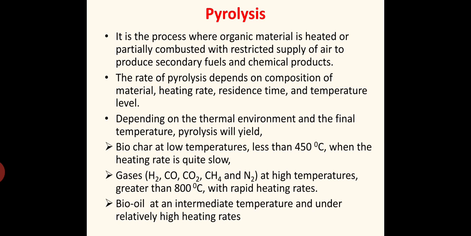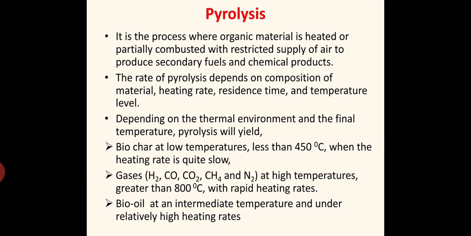We will get biochar at low temperatures, less than 450 degrees Celsius. That is, if the heating is done at lower temperatures, and the heating rate is quite slow, if these two conditions are satisfied, then from the organic material what we will get is called biochar. So the temperature is less than 450 degrees Celsius, and the heating rate also should be very low, then the product obtained will be biochar.